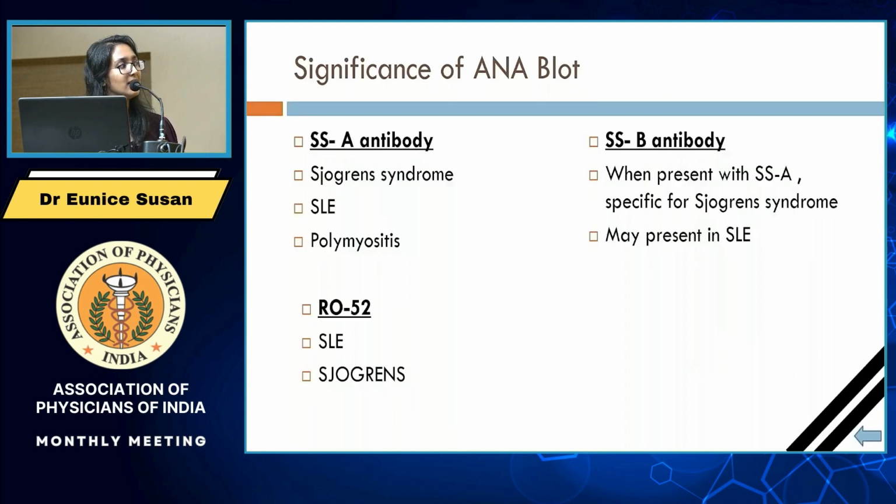The SSA antibody is commonly seen in Sjogren's syndrome, SLE, or polymyositis. The SSB antibody, when it's present with SSA, is specific for Sjogren's and can also be present in SLE. And Ro52 is commonly present in SLE and also in Sjogren's.